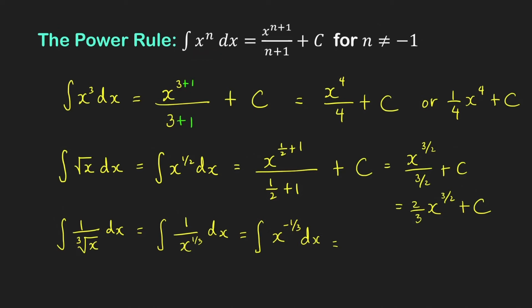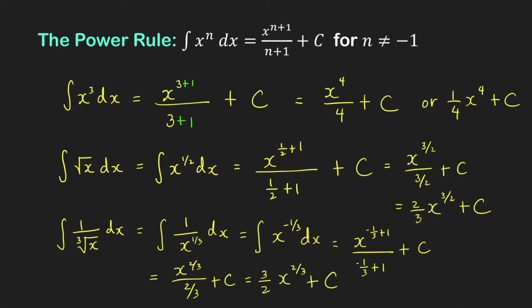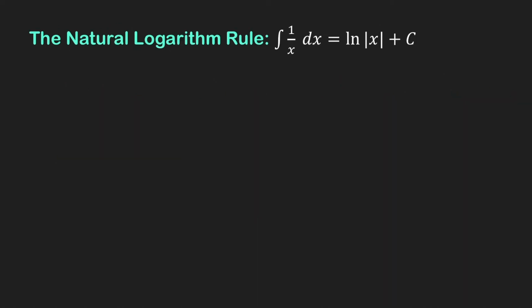Now we can already use the power rule, and we'll add 1 to the power and then divide by the new power, negative 1/3 plus 1, and then plus c. So we can write our answer as x raised to 2/3 over 2/3 plus c, which can be written as 3 halves x raised to 2/3 and then plus c. And you may write this in radical form, cube root of x squared. Next rule, we have the natural logarithm rule.